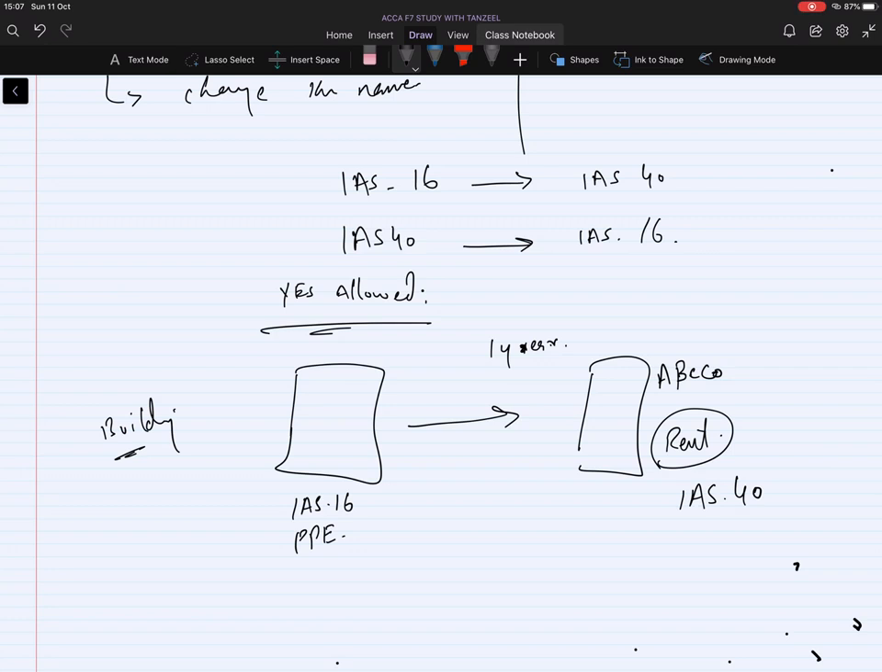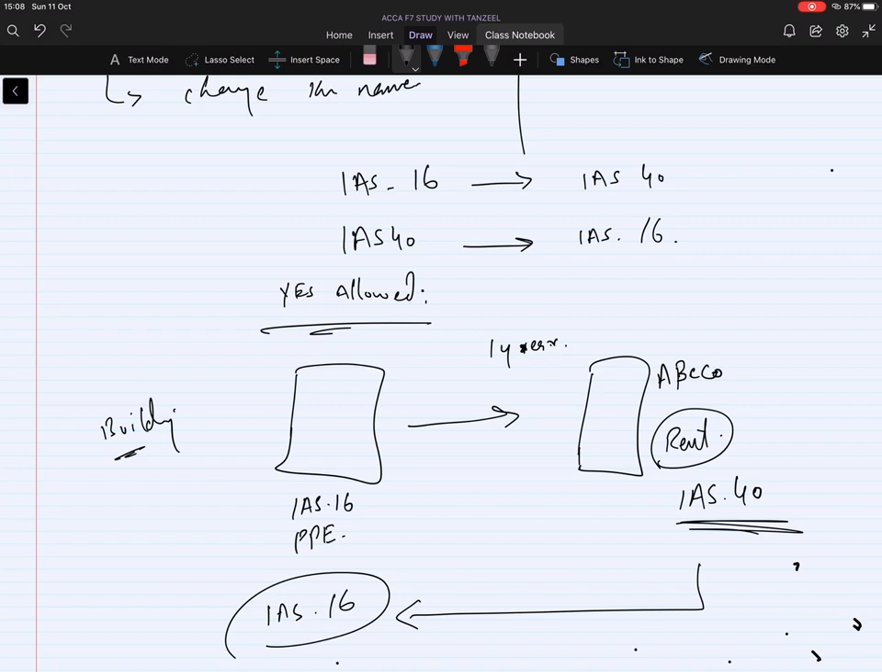The same goes the other way. Suppose I was earning rent before and applying IAS 40, and then I tell my tenant, I am going to keep it, I give you 6 months time, empty my property, I will start my own business here. When I get the key and start using it, I will change it to IAS 16. I will change the standard, because now I am not earning any rental money from it. I am keeping this property for myself.